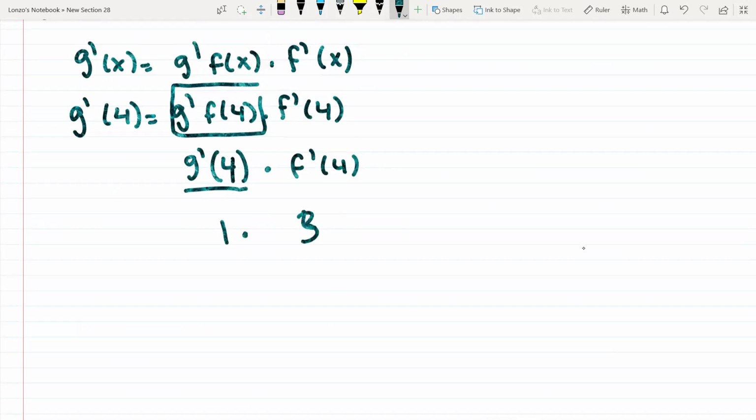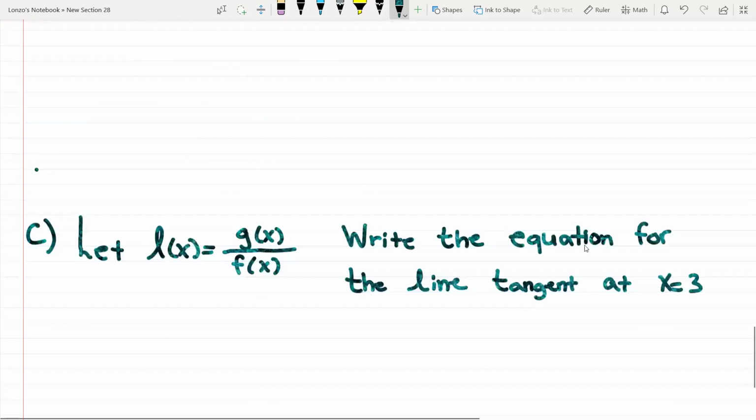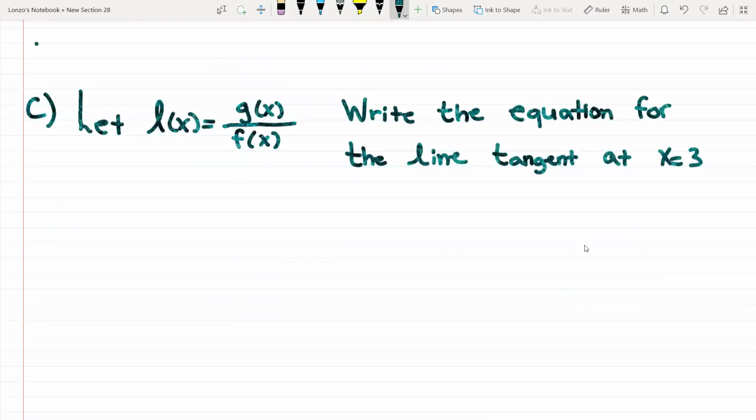Yeah, so your final answer, g prime of 4, is 1 times 3, which is 3. Okay, let's do what I think was the last one on this example. Let L of x equal g of x over f of x. Write the equation for the line tangent at x equals 3. So when they say write the equation of the line tangent, you immediately have to use point slope form.